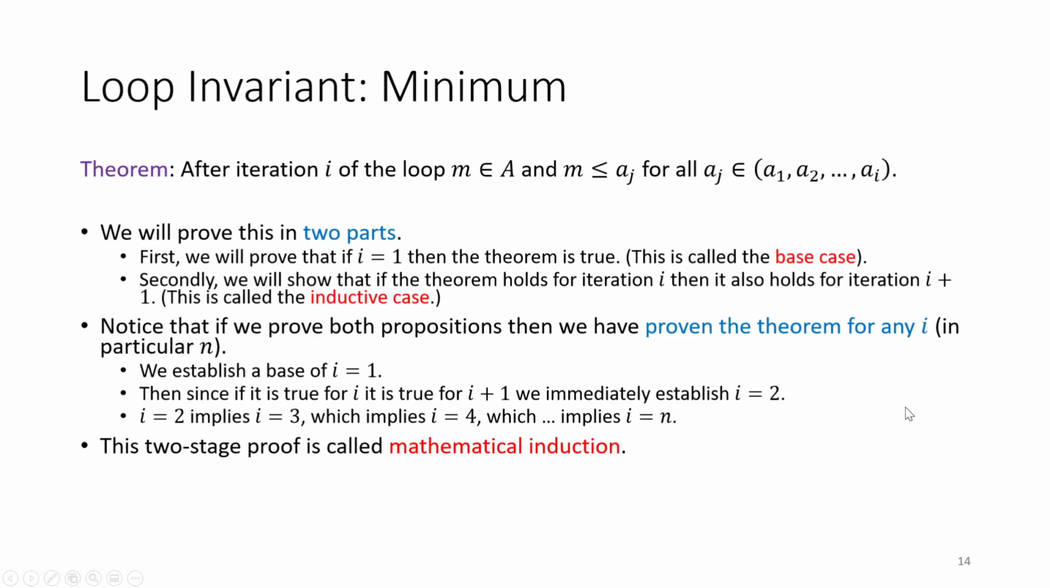Okay, so this two-stage type proof, where we prove a base case, which is just one case, some specific value, is called the base case. And then the second case, the inductive case, where we do this, if it holds for I, it holds for I plus 1, call that the inductive case. Putting those two together gives us what we call mathematical induction.